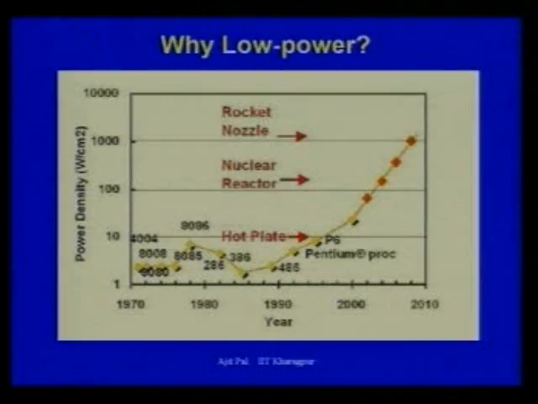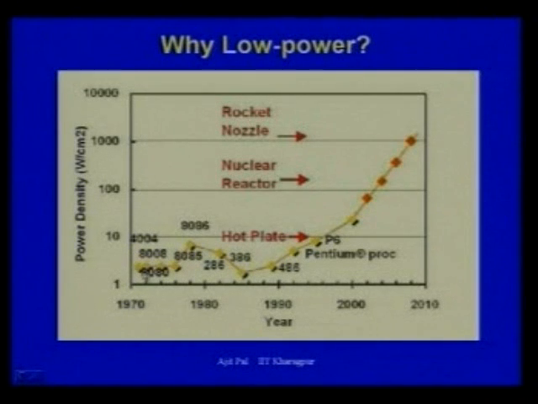Dimension of the transistors is reducing. The number of transistors over a particular area is increasing. As a consequence, power density is increasing at a very alarming rate. And as you can see here, if you consider the various processors, what was the first microprocessor? 4004, that was introduced back in 1971.